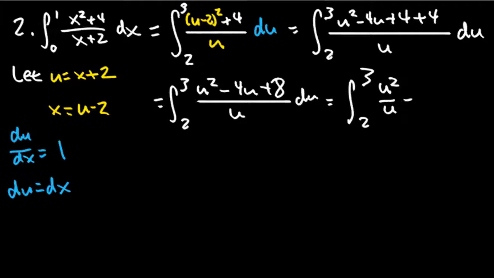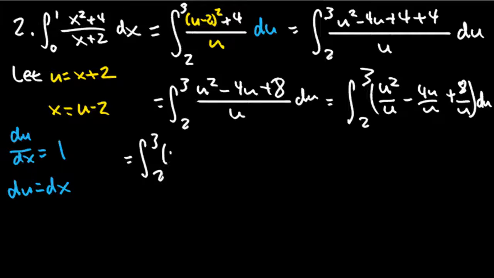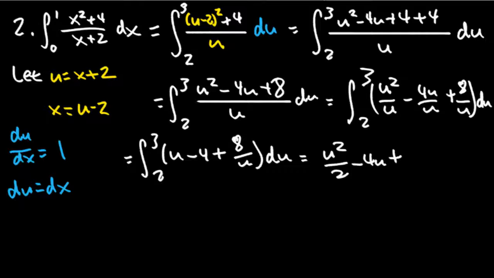u squared over u minus 4u over u plus 8 over u, du. I'm just going to simplify it real quick before I integrate it. So we will get that. And now this is a lot easier to integrate, right? So that's just going to be u squared over 2 minus 4u plus 8 ln of u, all integrated from 2 to 3.